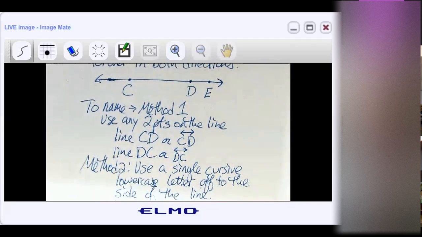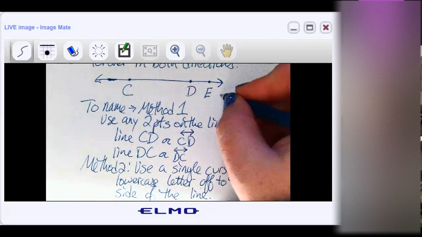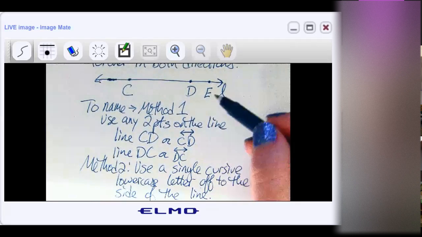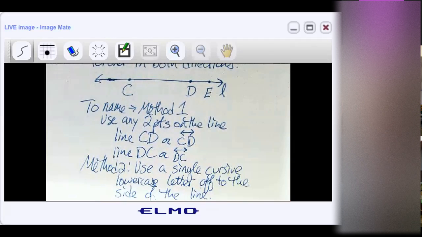So if I went back up to my little diagram, you might see something like this. A lowercase cursive letter, in this case L. We like to use L for line because we're not that fancy. When we name planes, we call them P usually. We're not always that creative, but you could call it any letter you want. It could have been line A, B, J, doesn't matter.